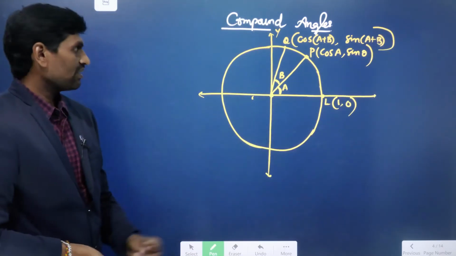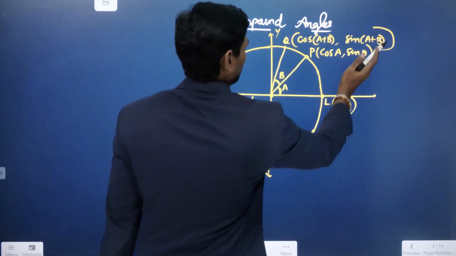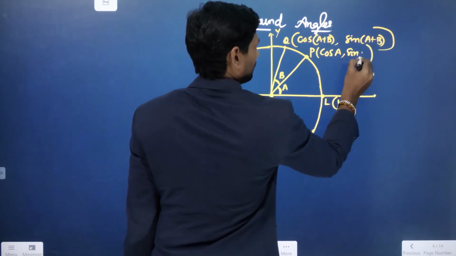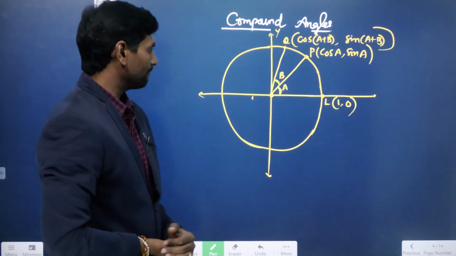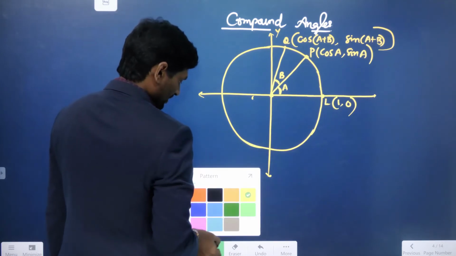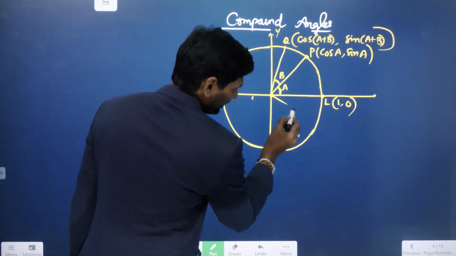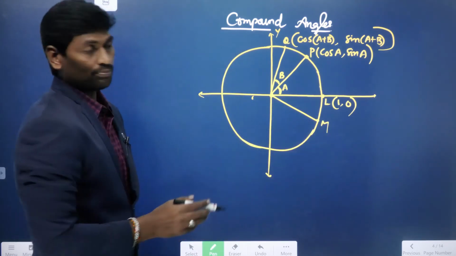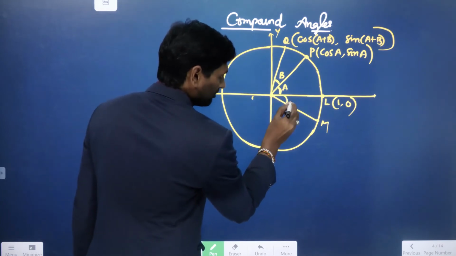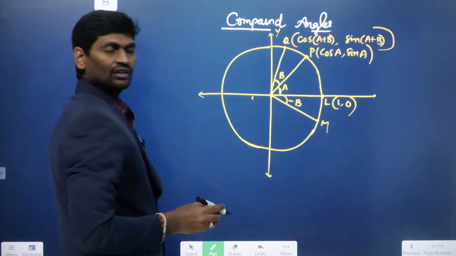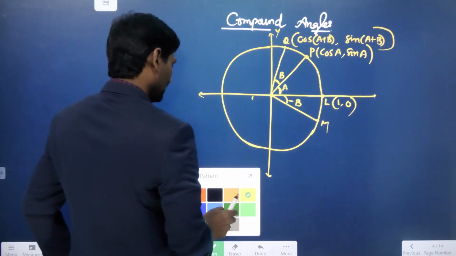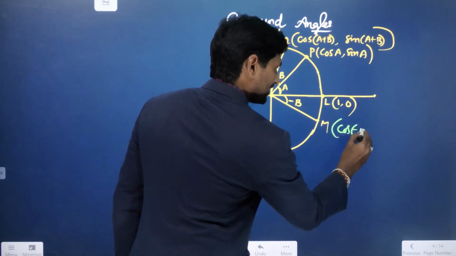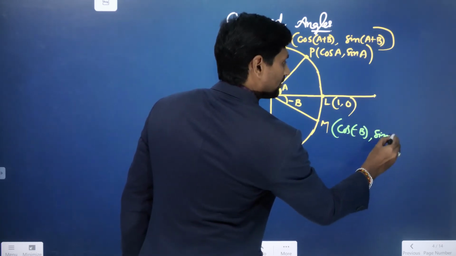Here it is cos A, sin A. Sorry, not theta, this is cos A, sin A. If the same angle is taken in the opposite direction, here let us take M. The same angle in the opposite direction means the clockwise direction. I am taking this one as B, minus B. Then what is the point here? The point will be (cos(-B), sin(-B)).